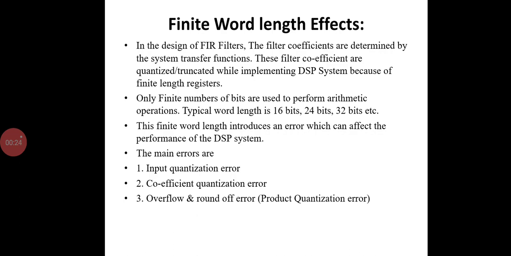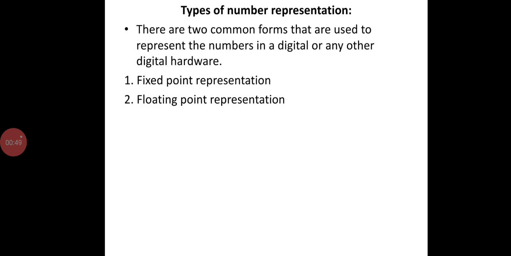Only a finite number of bits are used to perform the arithmetic operations, and the typical word length is 16 bits, 24 bits, 32 bits, etc. Therefore, in the case of finite word length, it introduces an error which can affect the performance of the DSP system. The main errors are input quantization error, coefficient quantization error, and overflow and round off errors, also said to be product quantization errors.